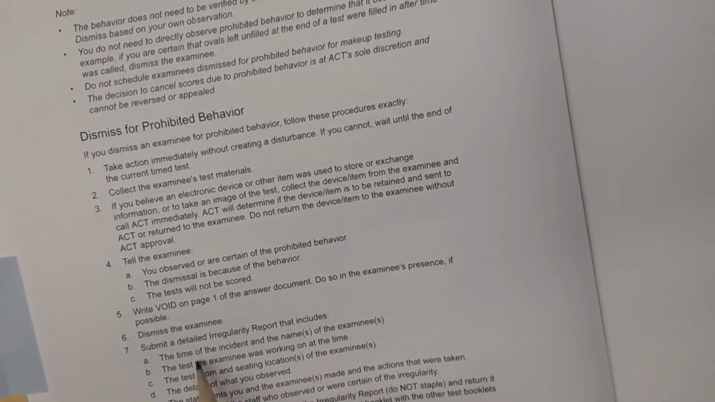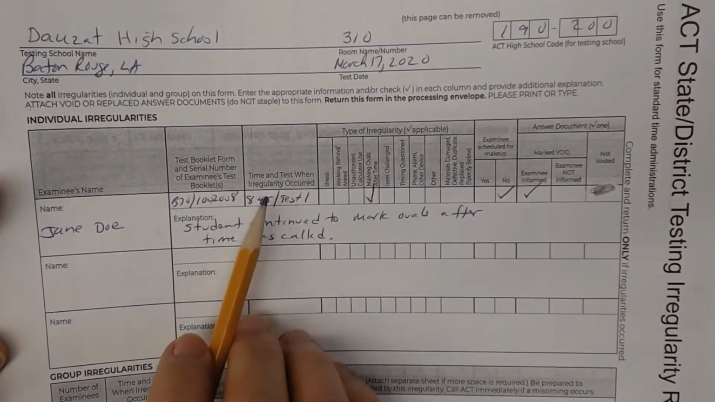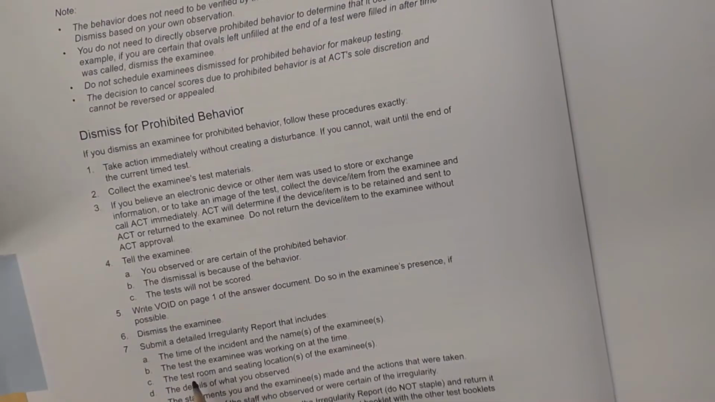So let's look at this. You're going to indicate the time, the incident, and the name of the examinee. So that was this right here. Time of the incident, the name of the examinee, the test the examinee was working on at the time. So right here.